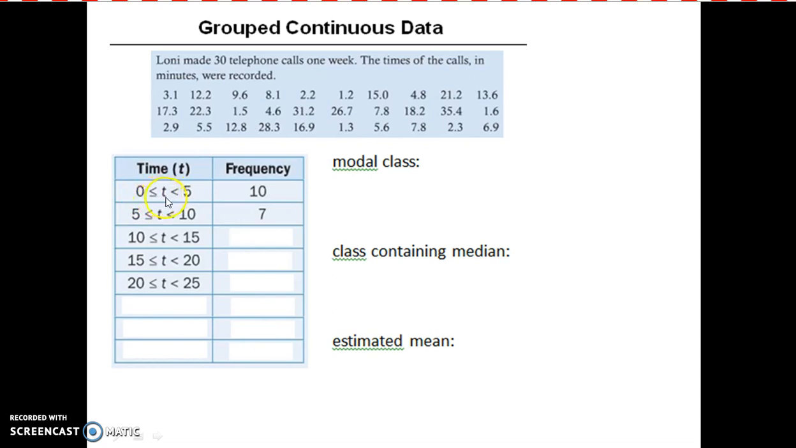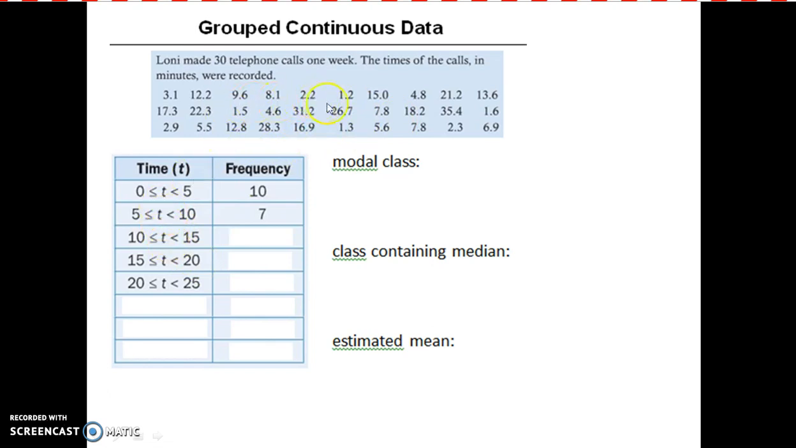So this, 0 less than or equal to t less than 5, means that in this class we include 0 and then we go all the way to 5, but there's no equal here, so we don't include 5. So we go all the way to just under 5, so like 4.9 would be included, but not 5. Then you jump here. If one of the data values was 5, it would not go in here, it would go in here, because this includes 5. And then this goes all the way to 10, but does not include 10, there's no equal. So it's only up to 9.9. So if you had a value of 10, it would go in here, not in here.